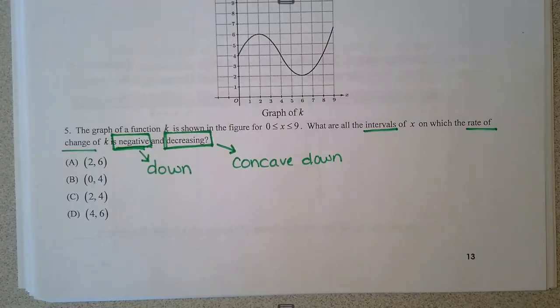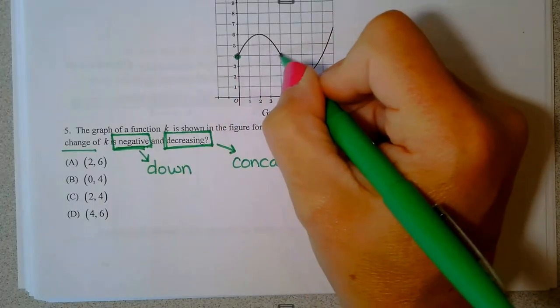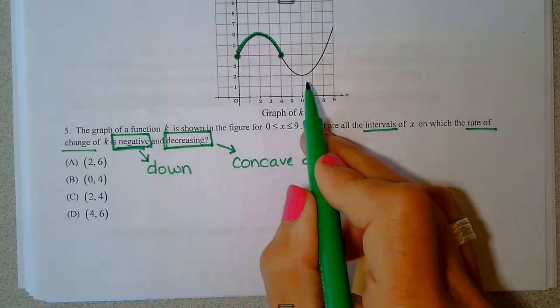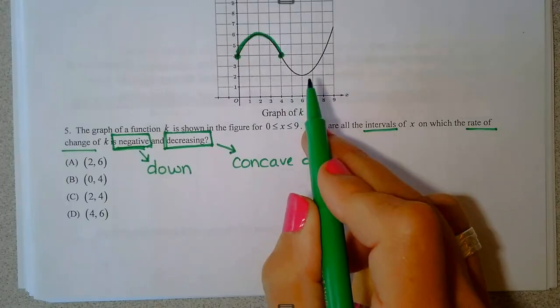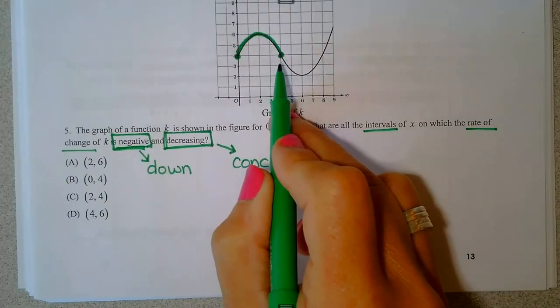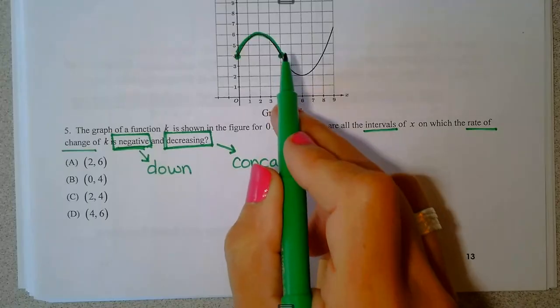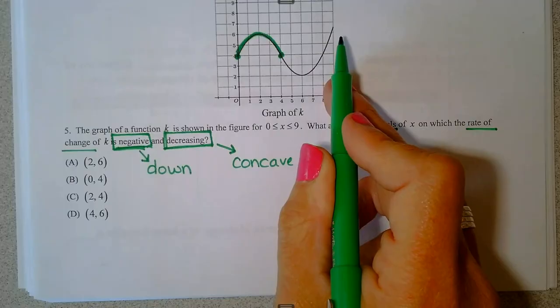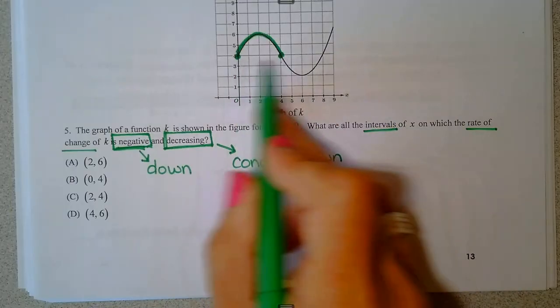Okay? So what part of the graph, first of all, is concave down? 0 to 4. Fantastic. Somebody said 0 to 6 was concave down, but at this point, remember, it switches concavity. That's the point of inflection. So after 4, it turns into concave up. Okay? So it's only 0 to 4.